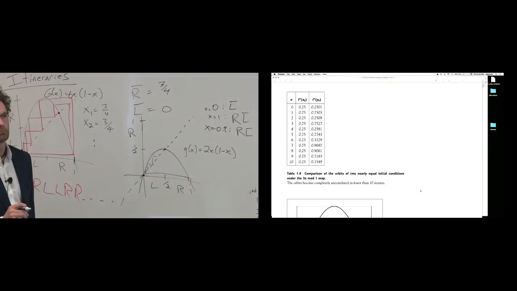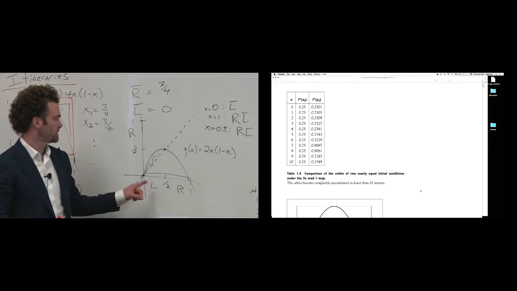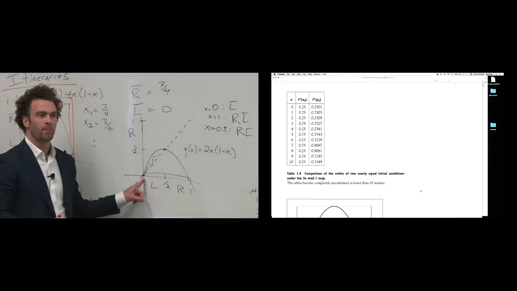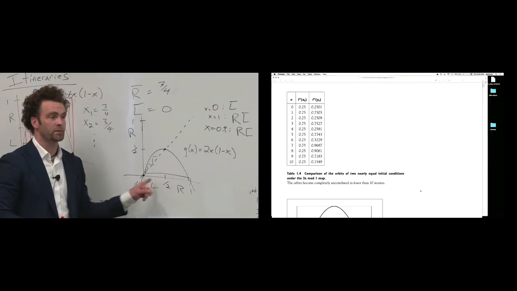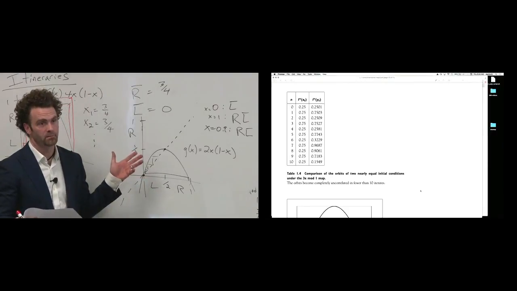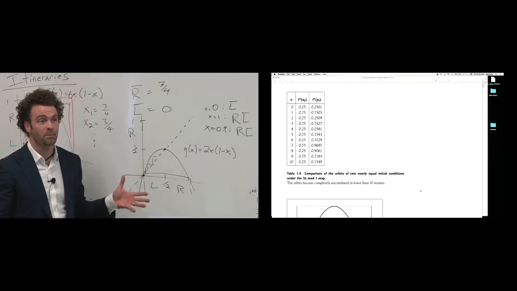That's kind of annoying. Every other point, aside from this fixed point, that's on the right half will have the itinerary RL bar. Every point that starts in the left half will have the itinerary L bar. And there's nothing else happening.